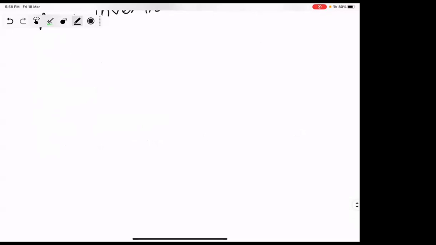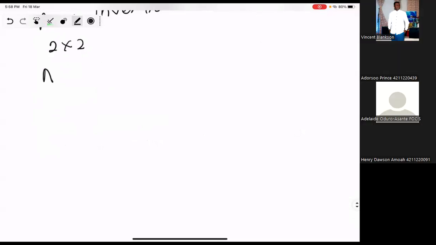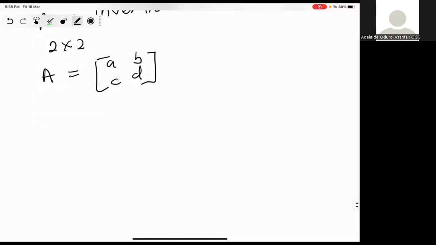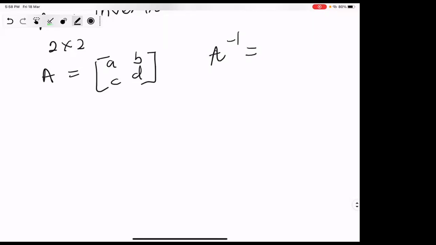Okay, so we'll start with the simplest form of a square matrix, which is a 2 by 2 matrix. Given a 2 by 2 matrix A, whose components are a, b, c, d, then the inverse of A, like we said earlier on, does not depend on the dimension of the matrix. The inverse of A is always given by 1 over the determinant times the adjoint of the matrix.